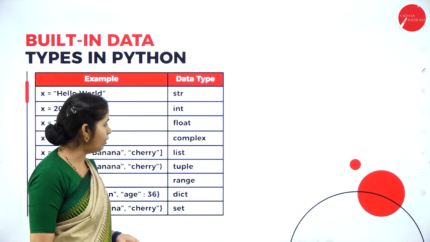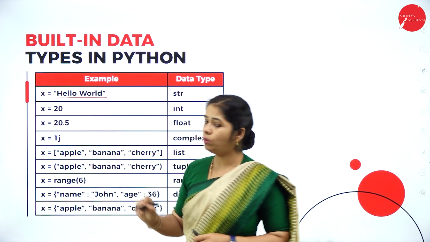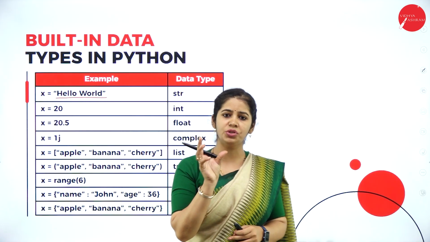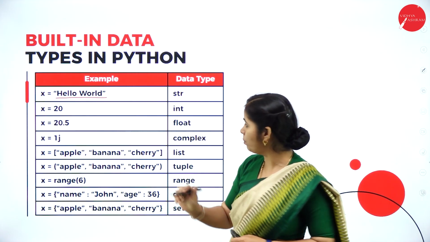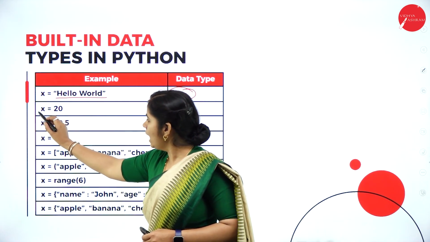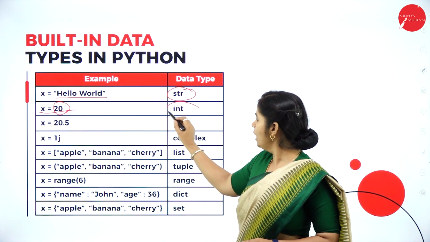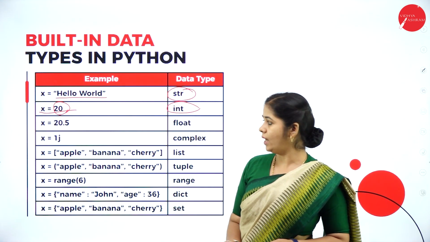Let's see an example for each. Here you can say "hello world". Hello world is what? A string, that is a text data type. So that is the string data type we are using. If I say x is equal to 20, what is 20? 20 is of type integer data.